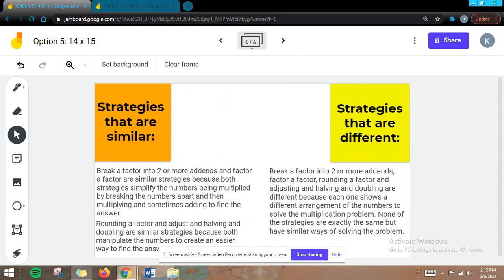And then strategies that are similar, I separated them a little bit more just because I saw similarities between 2 of them, and then another 2 had more similarities. But altogether, all of them are just rearranging numbers and manipulating them.